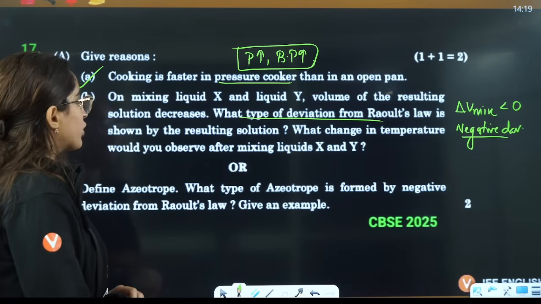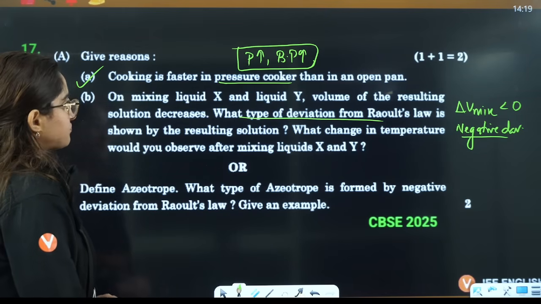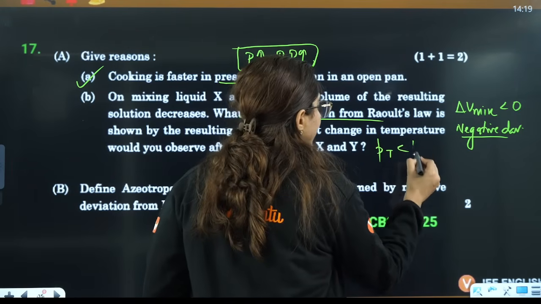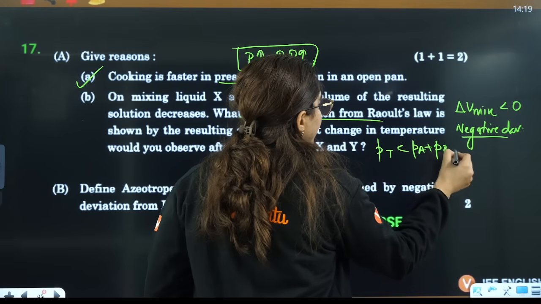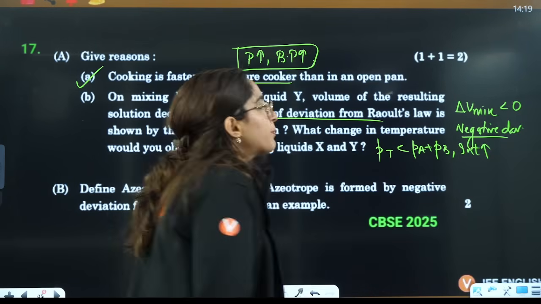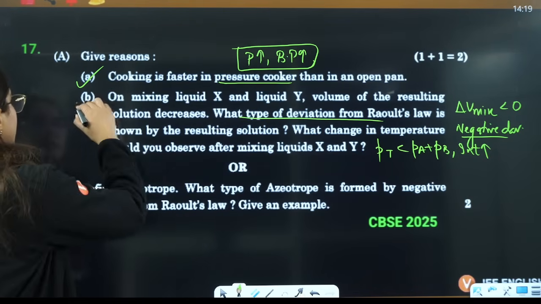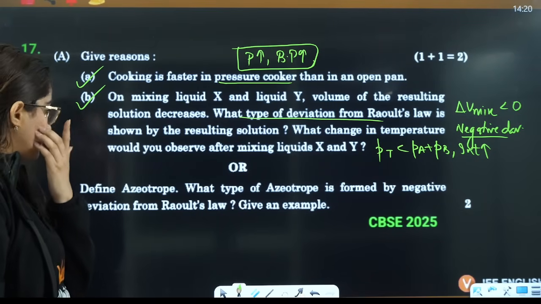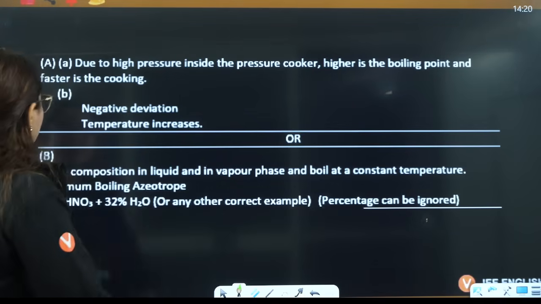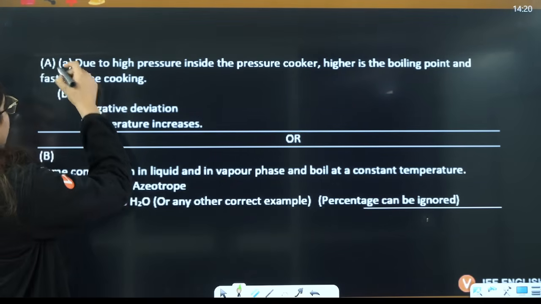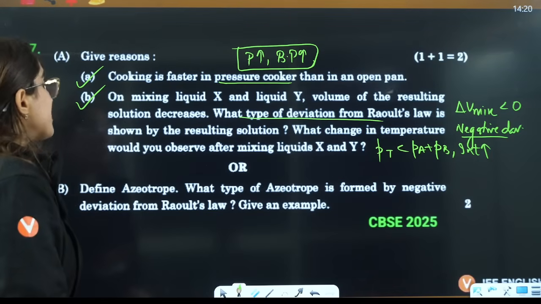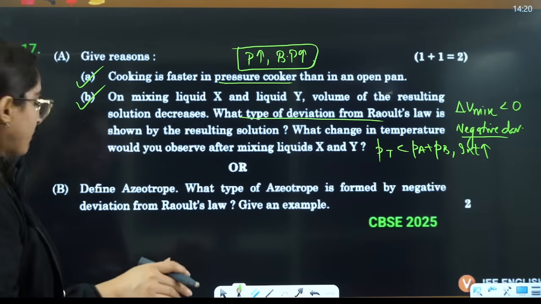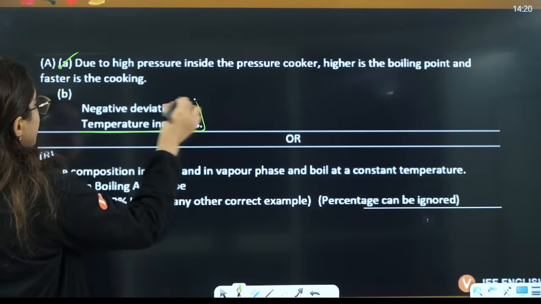What change in temperature would you observe after mixing X and Y? Negative deviation is there. So we can see the pressure will also be decreased, right? Interactions will be increased. So all the properties of negative deviation you can write here. Define azeotrope. What type of azeotrope is formed by negative deviation? See, azeotrope is the ones with the same composition. This we have seen. They have asked what change in temperature you would observe. In negative deviation, temperature increases. Okay, so that is the part.